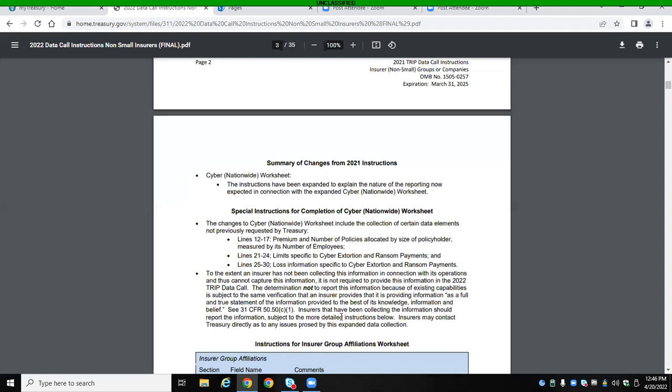I mean, just because we haven't asked for it before, if you're responding for the trip eligible lines, it seems to me at least that you certainly should have the same cyber premium information for any, if you are writing cyber in non-trip eligible lines. We would certainly expect that information should be available.